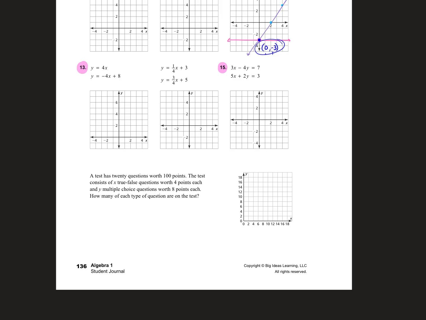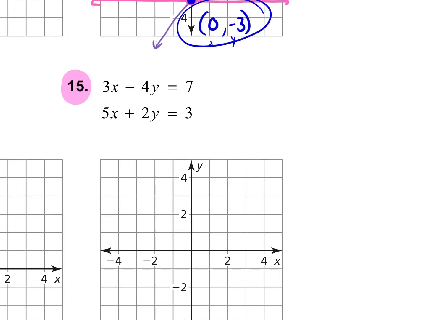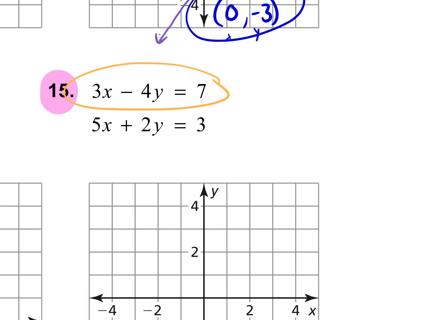So let's look at 15. We're just going to graph the first line. How can I graph this? Subtract 3x on both sides. Perfect. I want to subtract 3x on both sides. So I have -4y is equal to -3x plus 7.